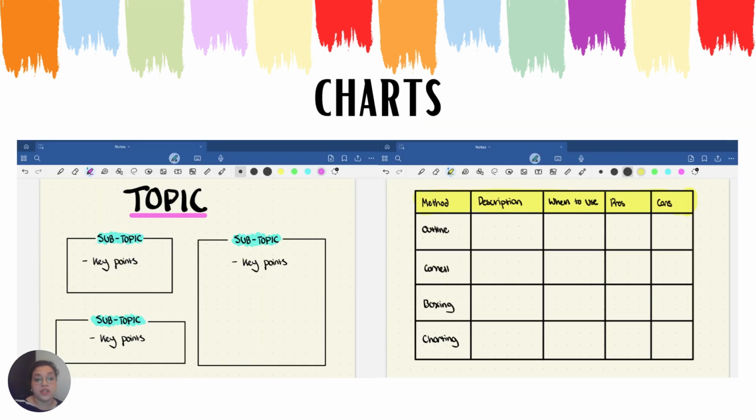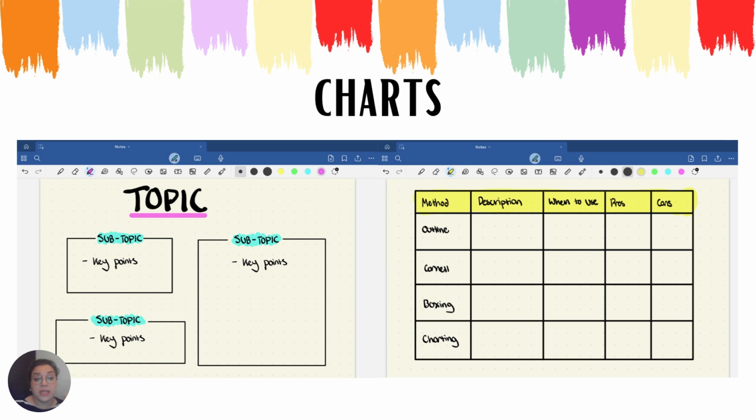Now, third one, charts. As I already showed you previously, a chart like this, like the one that says topics, subtopics, and key points, can help you organize the information in your paper. And also it depends on the content you're going to be teaching, because otherwise you can use the other one that you have on the right hand.